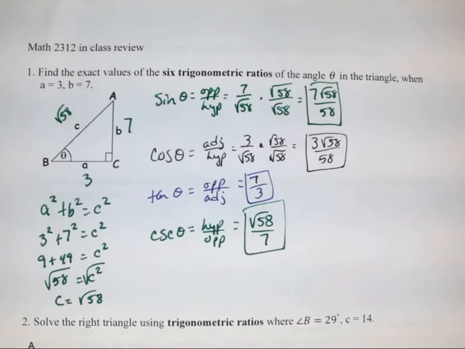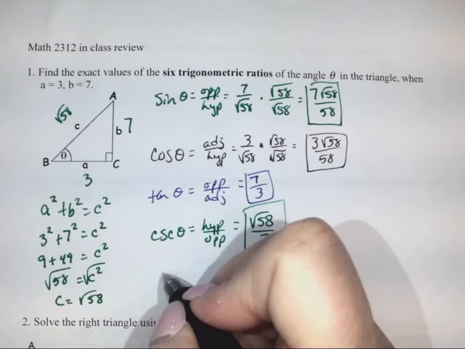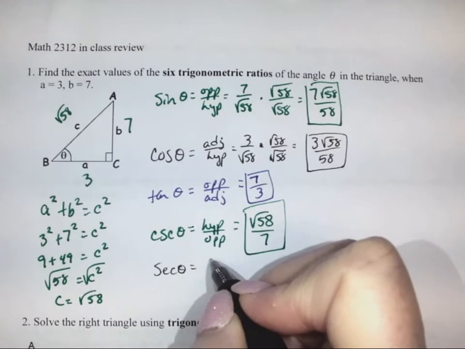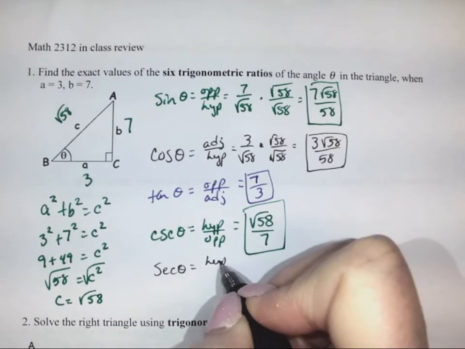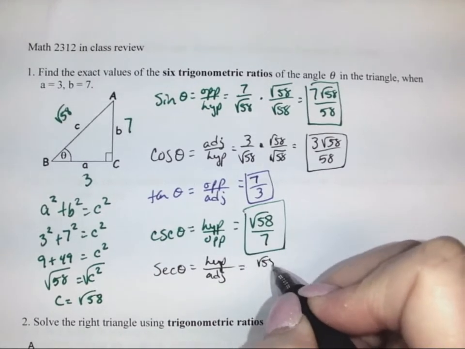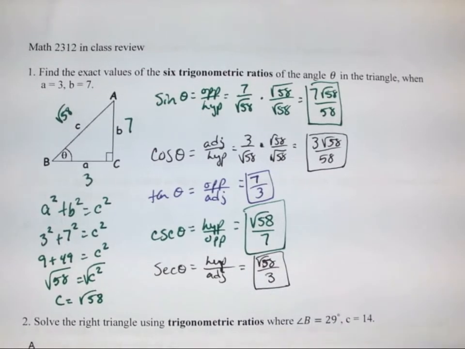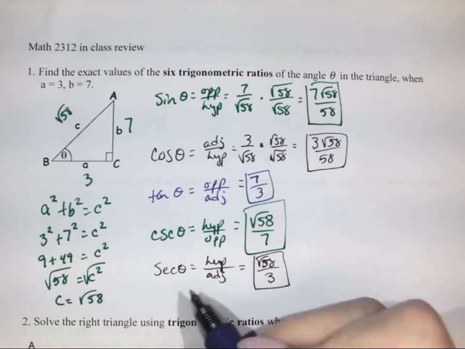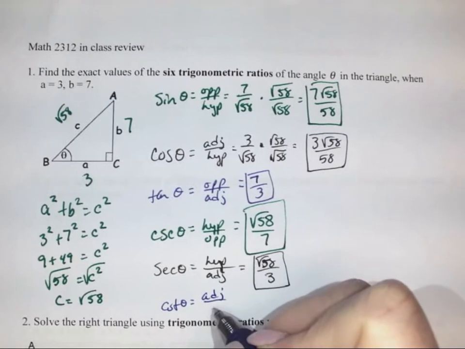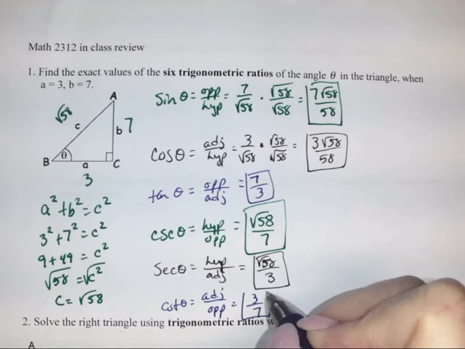And then our reciprocal identity for cosine, too many in my head now, is going to be our secant theta, and secant theta would be equal to the hypotenuse over the adjacent. So the hypotenuse is the square root of 58, and the adjacent is 3. We have one more, and that'll be the cotangent. So cotangent theta is equal to adjacent over the opposite. So it'll be 3 over 7.